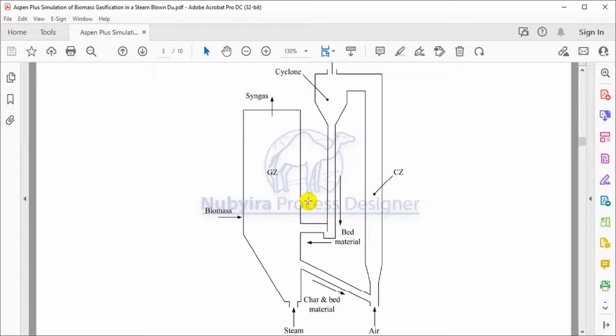The biomass can be wood chip, organic material, anything that is organic, and it contains different kinds of components that can be obtained from the organic material. So you burn it and you turn it to gas. That's just the literal meaning. So this is the general process.